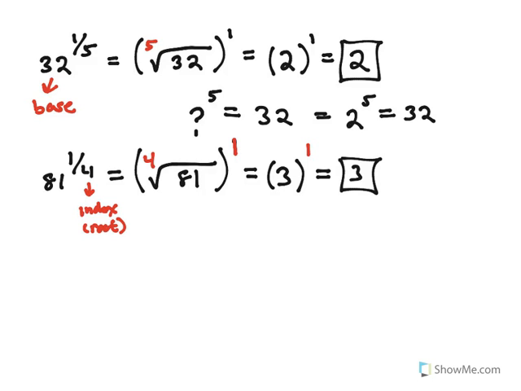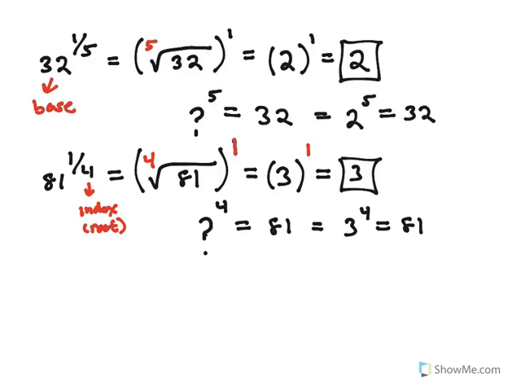If you want to do it the other way, you can say, okay, well, what number raised to the 4th power gives me 81? And then the answer would have to be 3, because 3 to the 4th power will give me 81. Okay. So, let's do another one.